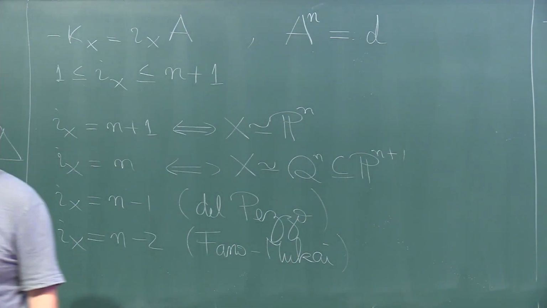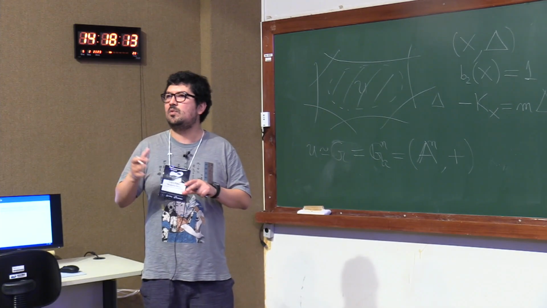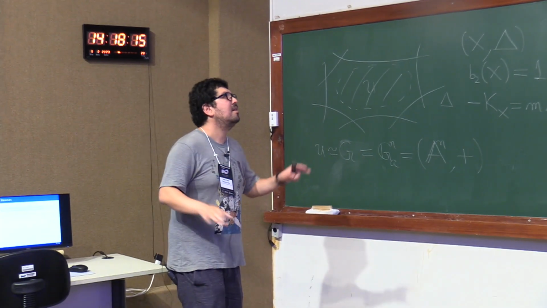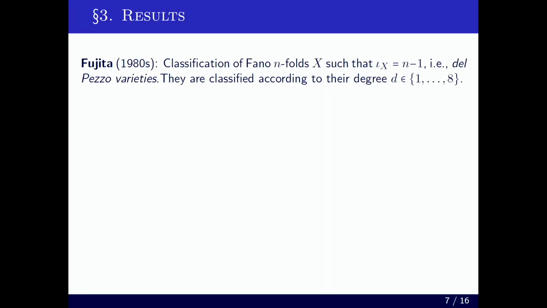For Del Pezzo surfaces, you know that the degree of the Del Pezzo surfaces is 1 up to 8. These surfaces are P2, P1 cross P1, and some blow-ups of P2 at some number of general points, at most 8. So you can check that these are the possible degrees for surfaces, and for higher dimensional analogs of this kind of varieties, the same is true.